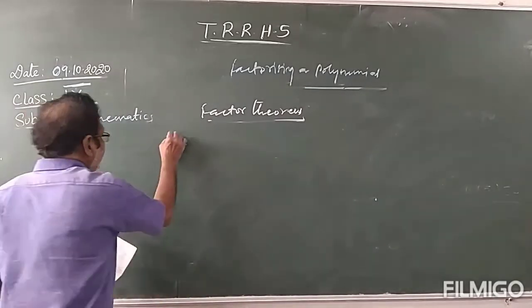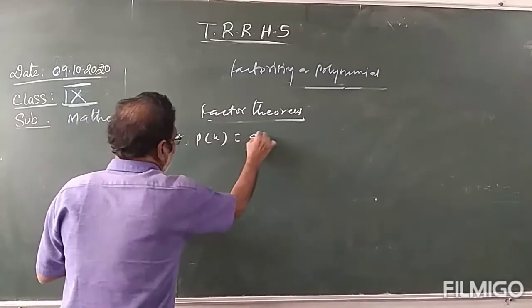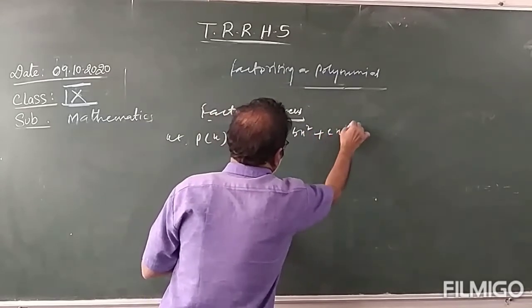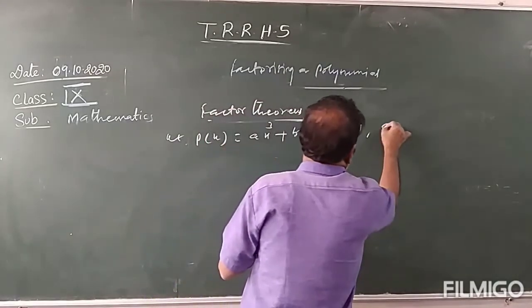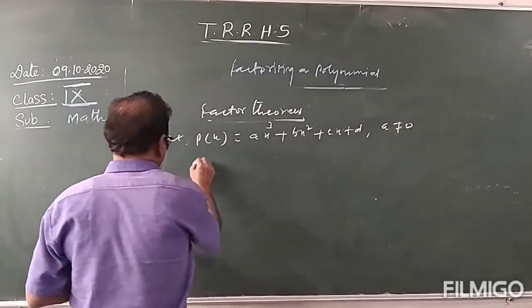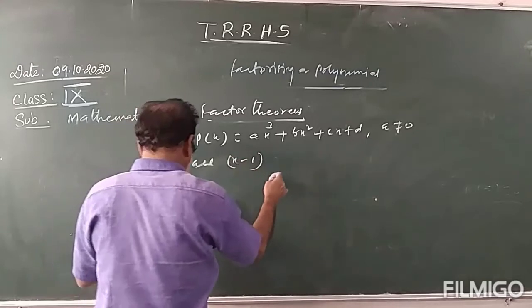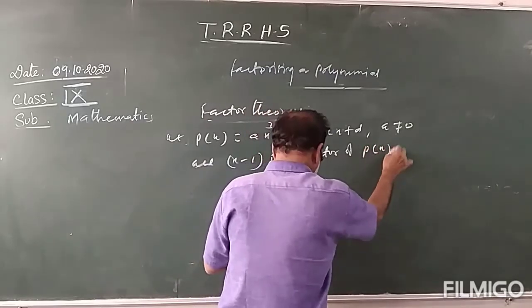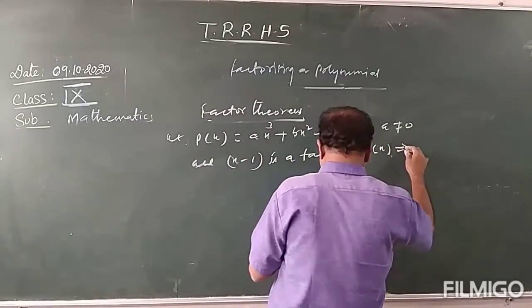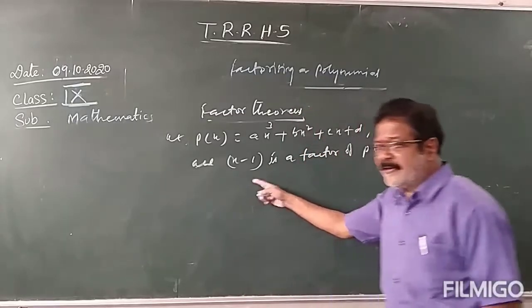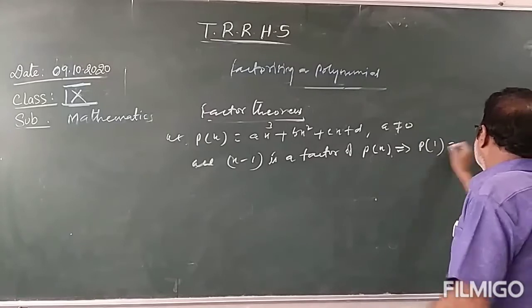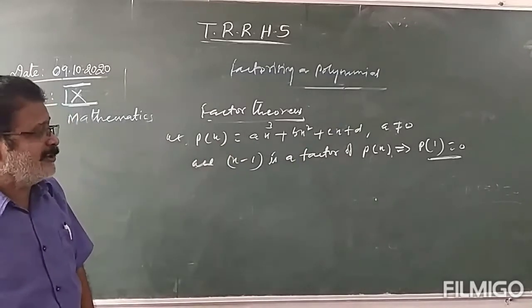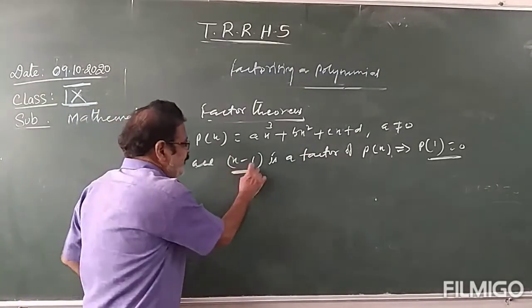For example, let P of x be a third degree polynomial, ax cube plus bx square plus cx plus d, where a is not equal to 0, and x minus 1 is a factor of P of x. Since x minus 1 is a factor, the remainder is P of 1, so P of 1 equals 0.